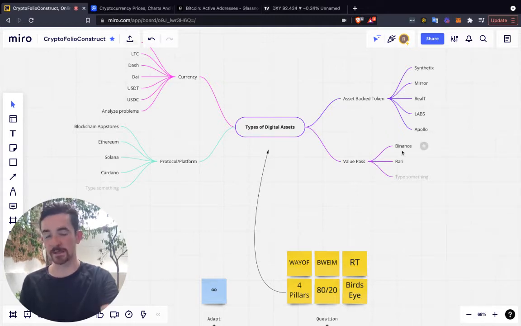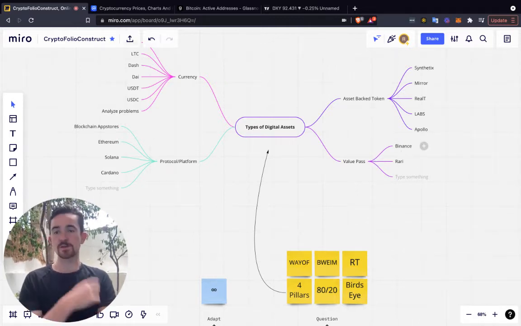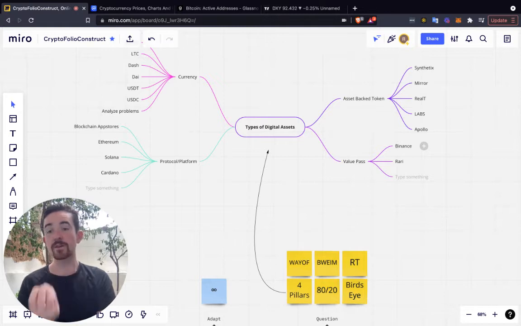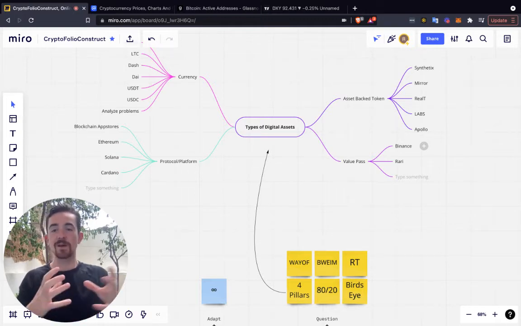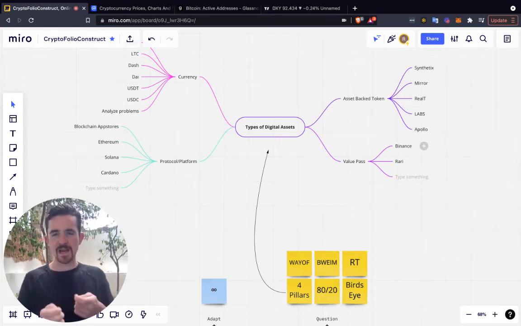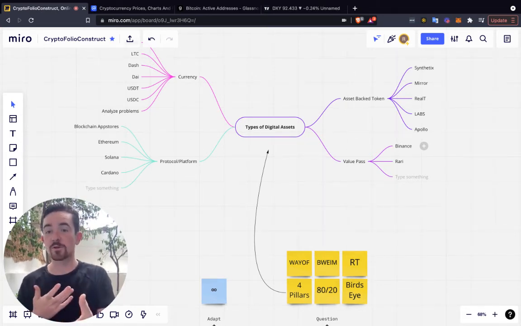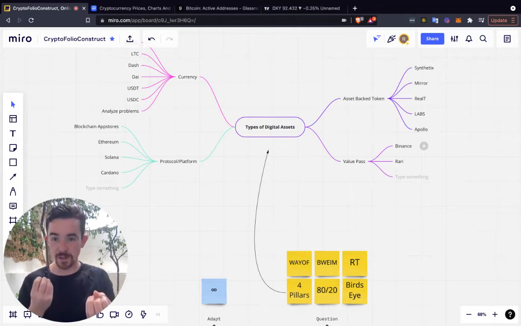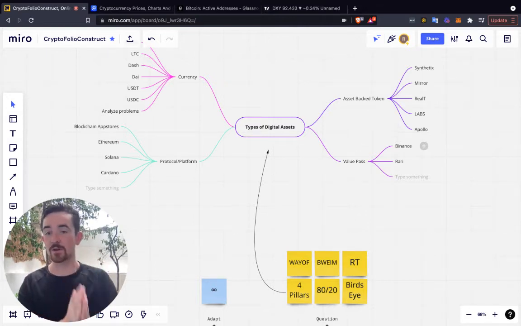Then you have the value passes. So something like Binance token, BNB. Not only is it a utility token where you get a discount on fees if you're using the Binance trading platform, but there's other things. Basically, you almost have equity in the company. So that's really interesting. It's this value pass through. I see things like, I know Gary Vaynerchuk is doing something with NFTs where you get into a conference. That's kind of like a ticket. That's a value you get from owning whatever type of digital asset this is. And in this case, it's a value pass digital asset.